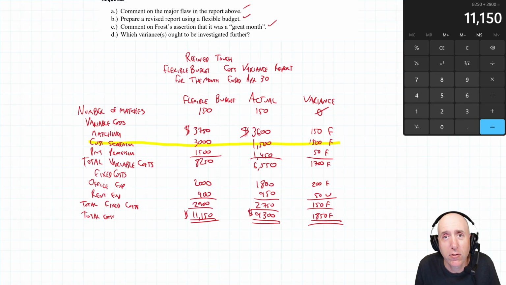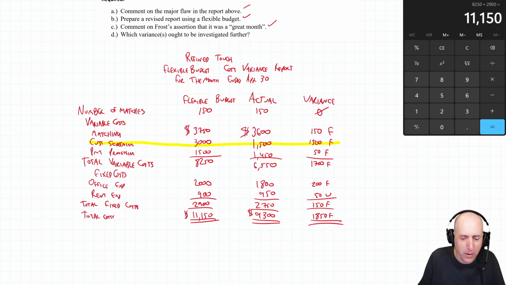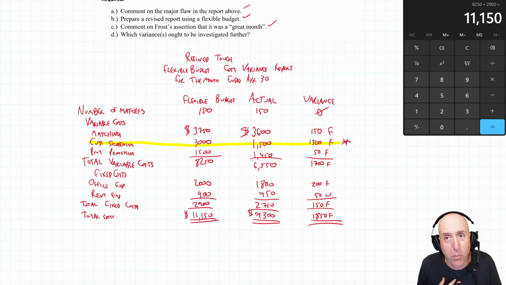Were we doing a good enough job screening clients? This is important, right? Customer safety is really critical in a high-touch matchmaking service. You're hooking people up with romantic partners, and if you're not doing a good job screening, it could spell problems, like real-world problems for the people involved, certainly real-world problems for your business. This one, even though it's very favorable, I don't perceive it as good news.